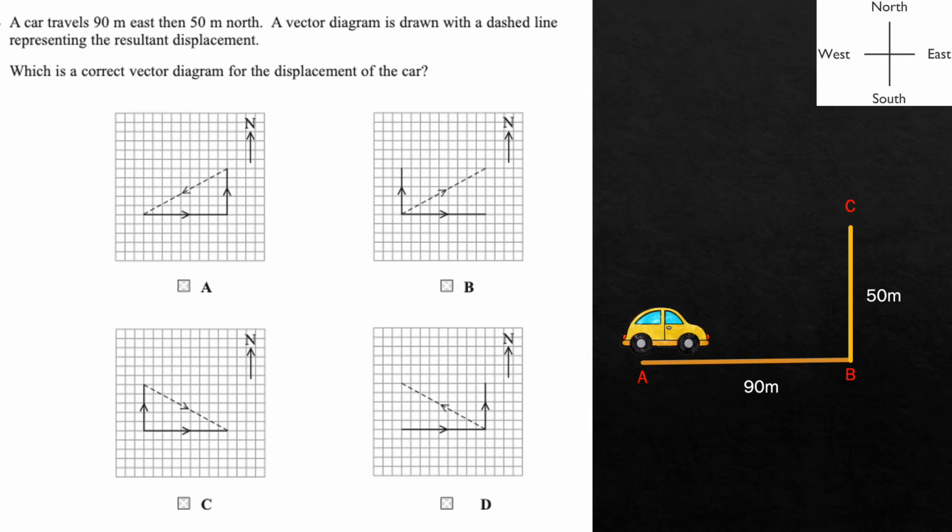Problem 7. A car travels 90 meters east and then 50 meters north. A vector diagram is drawn with a dashed line representing the resultant displacement. Which is a correct vector diagram for the displacement of the car? The car moves 90 meters east, or A to B in the diagram, and then north, or B to C, 50 meters. Therefore, the displacement direction is A to C. This is only correctly shown in figure B. Therefore, the answer is B.